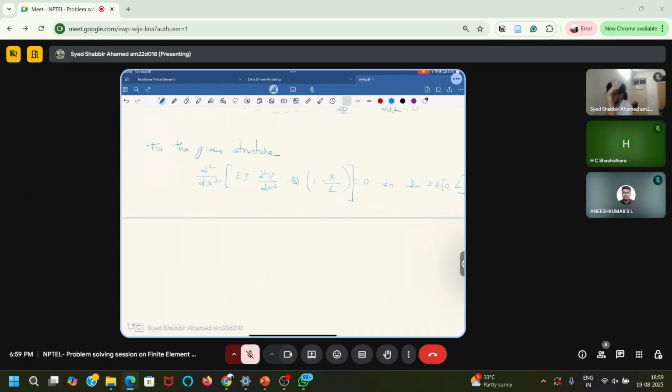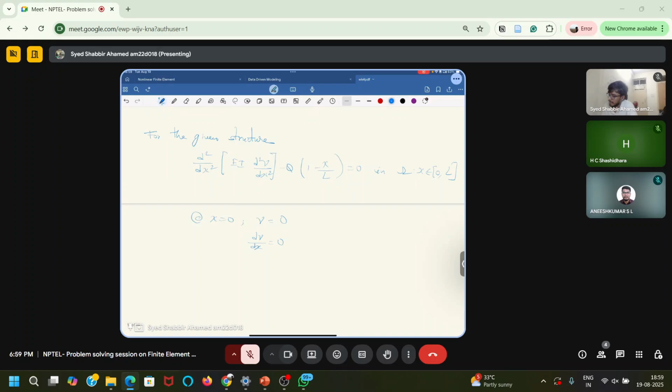And the boundary conditions: at x equals 0, v equals 0 and dv/dx equals 0. And the second boundary conditions, at x equals L of the cantilever beam, we have the bending moment equal to 0, and the shear force at the free end of the beam equal to 0.